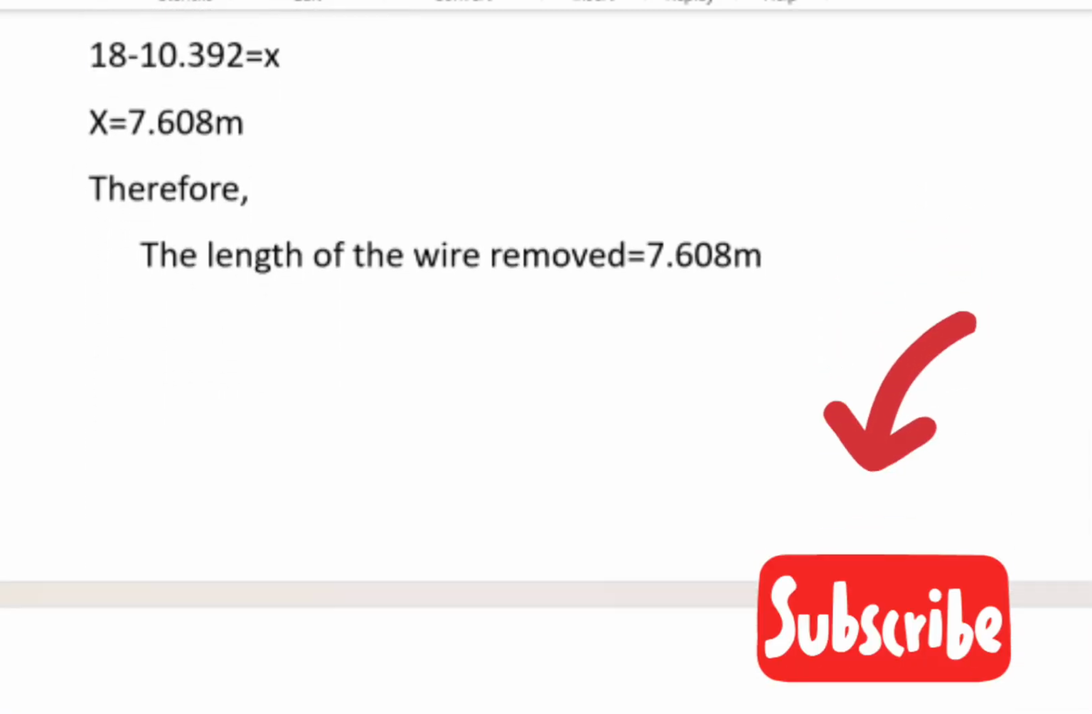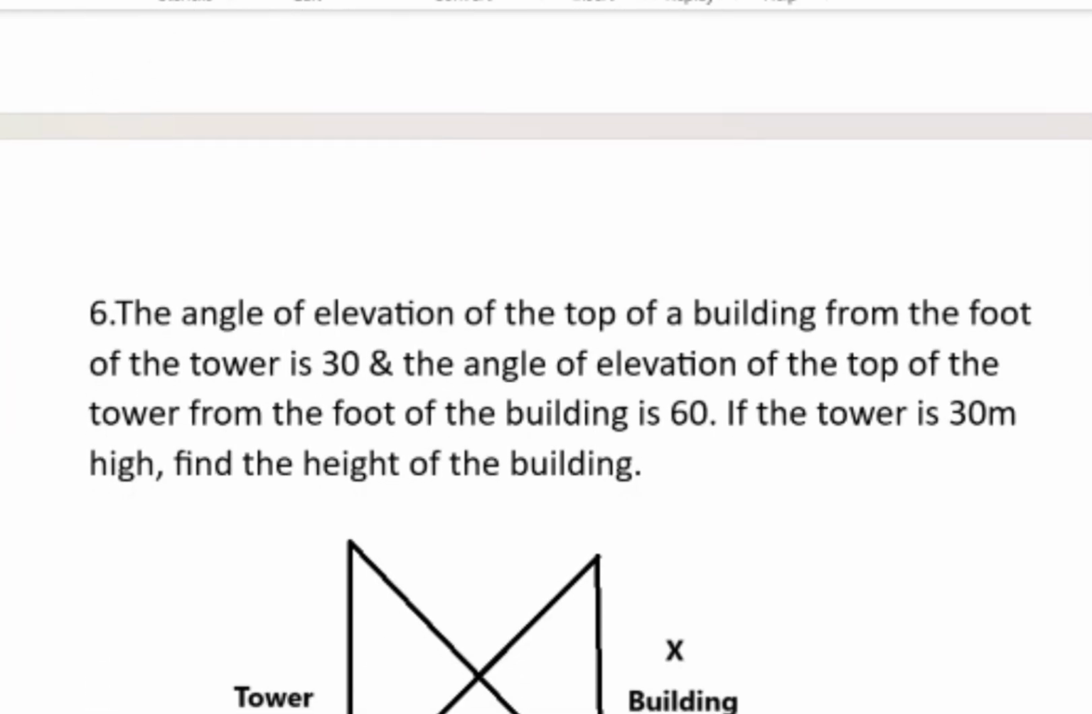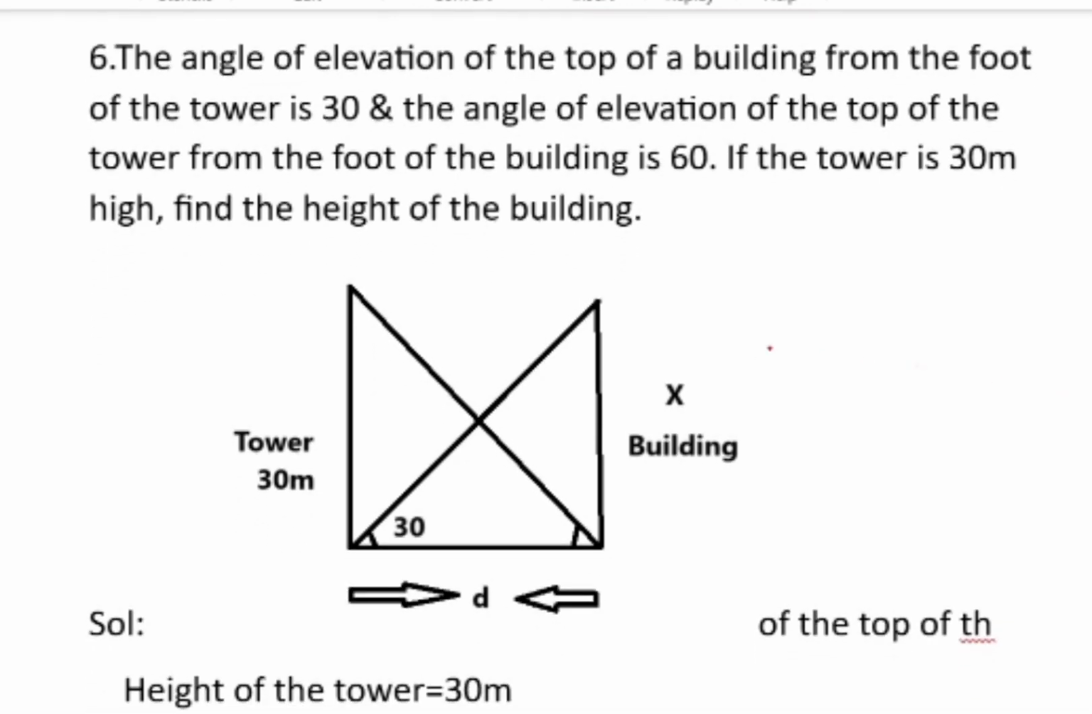Next question. The angle of elevation of the top of a building from the foot of the tower is 30 degrees, and the angle of elevation of the top of the tower from the foot of the building is 60 degrees. The top of the tower is 30 meters high. Find the height of the building.